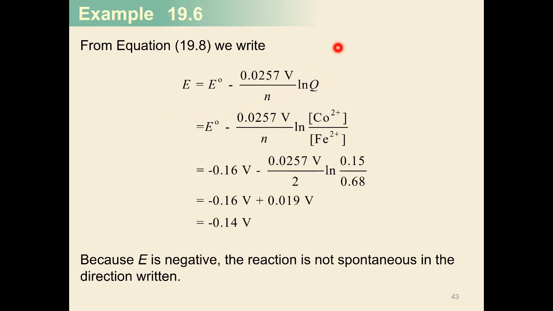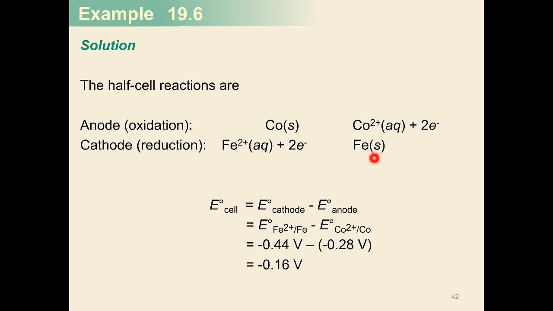So Q, as I told you, is the ratio of the products over the reactants. So here, from this equation, you have cobalt, iron, and of course the electrons. Now the solids, we do not count them. They are actually removed from the Q, the equilibrium equation. We are only considering the ones in aqueous and gas form. So solids and liquids are not counted.